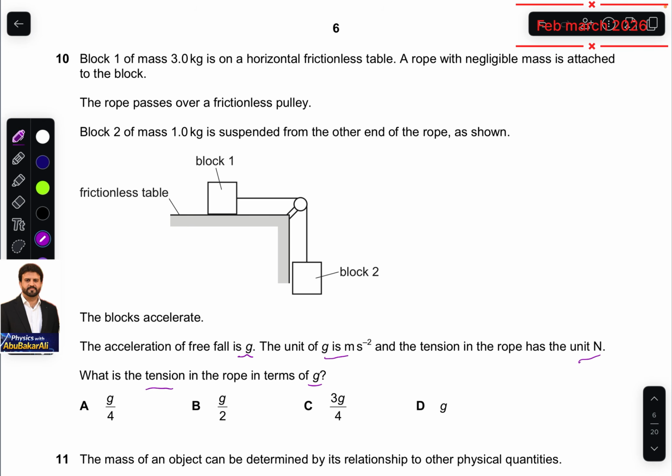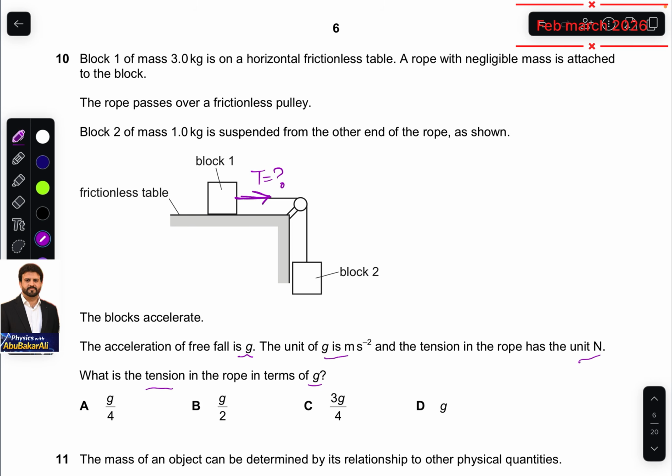Okay, so this is a typical question where the two objects are attached with each other. Okay, and they're accelerating. You have to find the tension. There will be a tension force. Let's organize the data that we have. You have to find this tension.